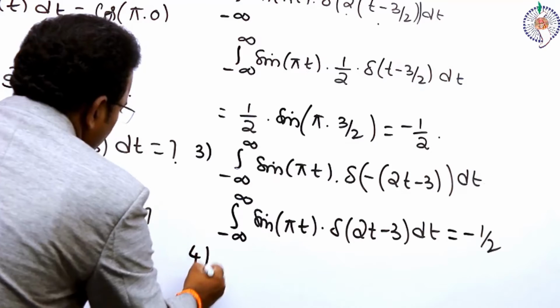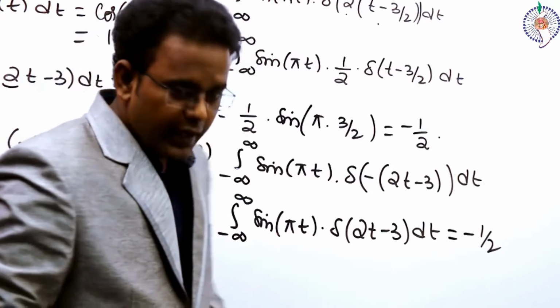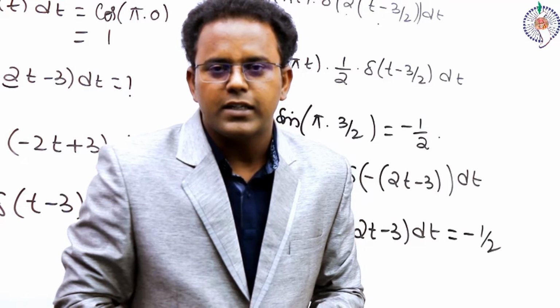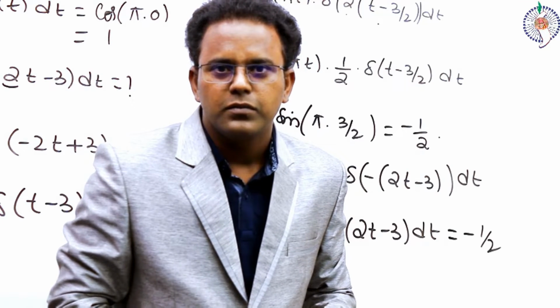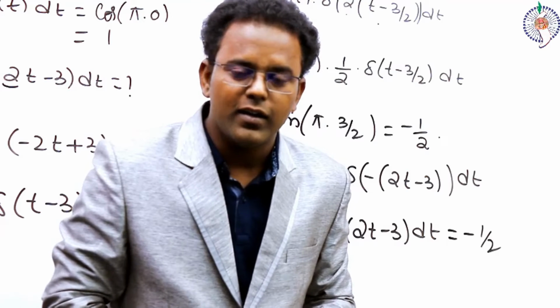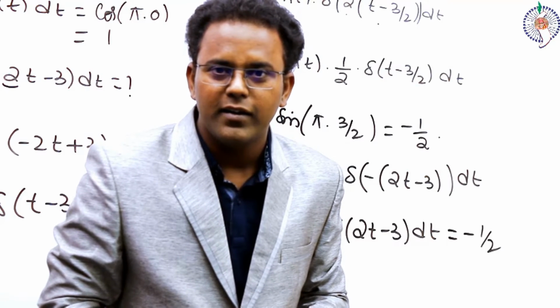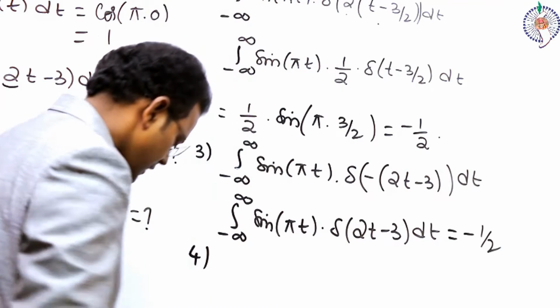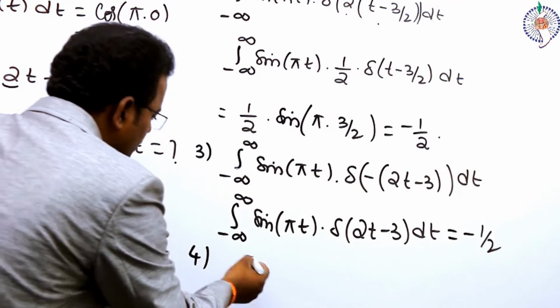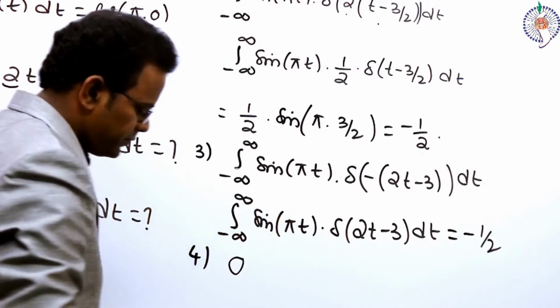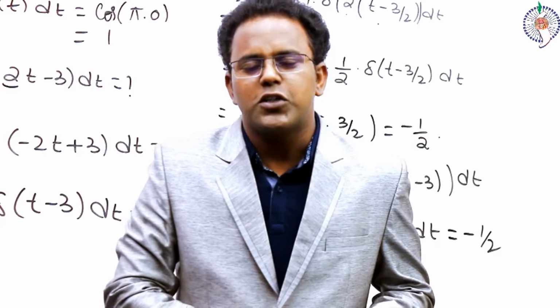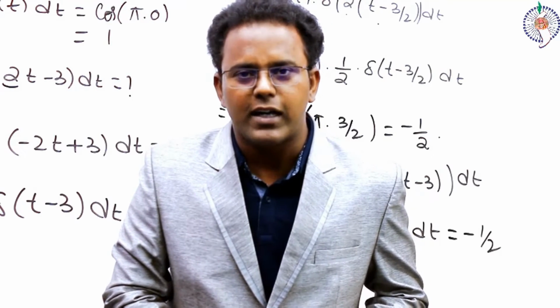Next see question number 4. Can anyone have the answer for the 4th question? Yes, its value is 1. No, minus 1, okay. 0, okay. Any other individual answers? Yes, please see. My answer for the 4th question is 0. Why is my answer 0 for the 4th question? Can anyone guess?